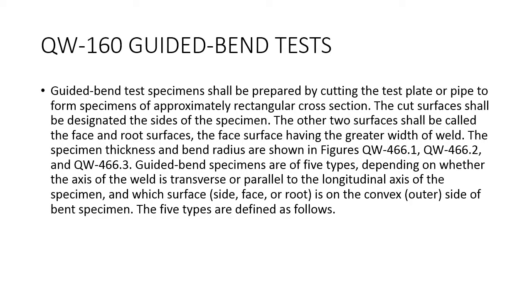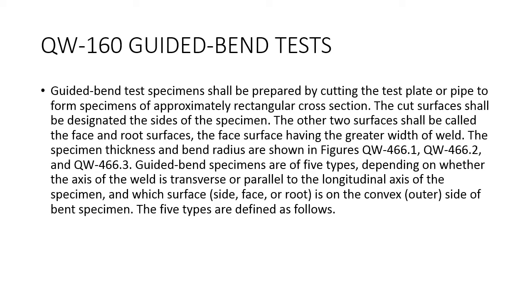QW 160, guided bend tests. Guided bend test specimens shall be prepared by cutting the test plate or pipe to form specimens of approximately rectangular cross-section. The cut surfaces shall be designated the sides of the specimen. The other two surfaces shall be called the face and the root surfaces. The face surface is the one having the greater width of weld. The specimen thickness and bend radius are shown in figures QW 466.1, QW 466.2 and QW 466.3.